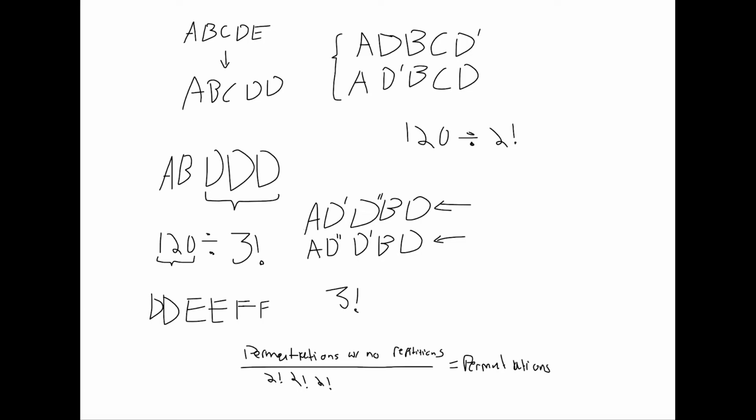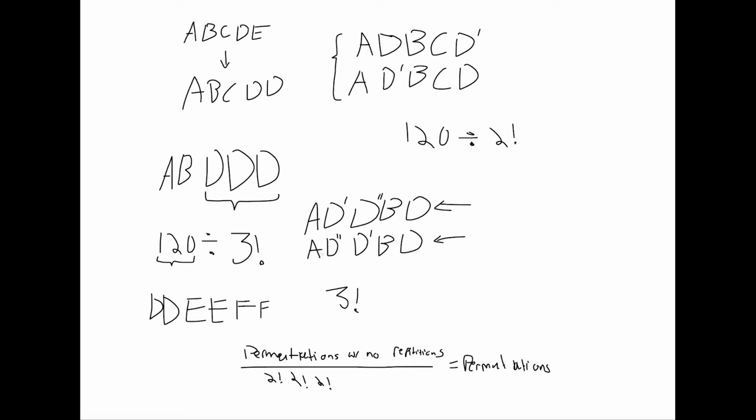But they weren't, because we were assuming that these D's were all different elements, but really they were all the same element. They were just copies, right? They're all D, right? So in order to remove that assumption that these are different elements, what we had to do is divide by 3 factorial.